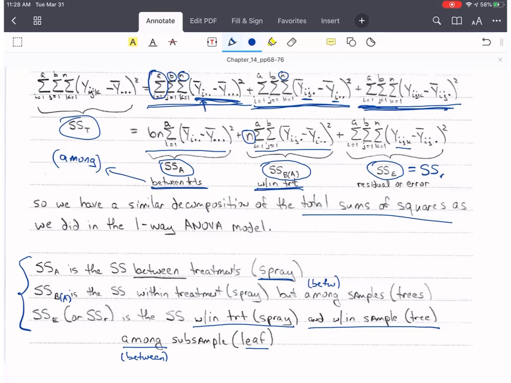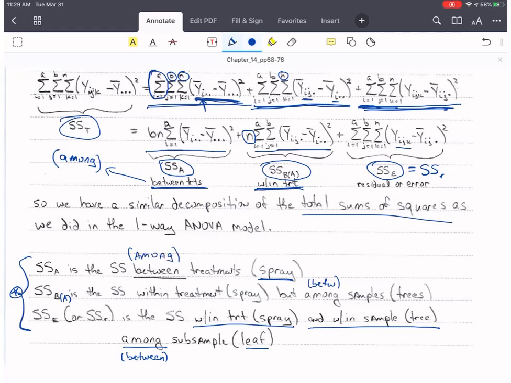Okay. So I'm using a different text to take some of the notes for this chapter, because I think this other text explains some of this way better than our text does. Our text does a great job in some areas, and in other areas it kind of falls down a little bit. So I really think that this is helpful. It was to me for this other book to just spell out, hey, this is SSA. We could probably get this. This is between the treatments or among the sprays.